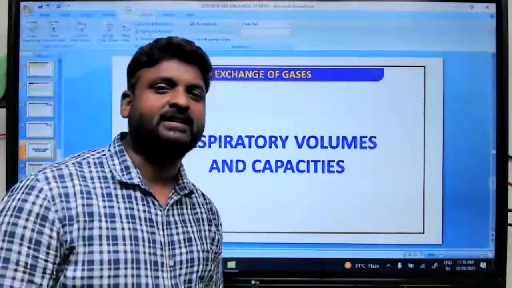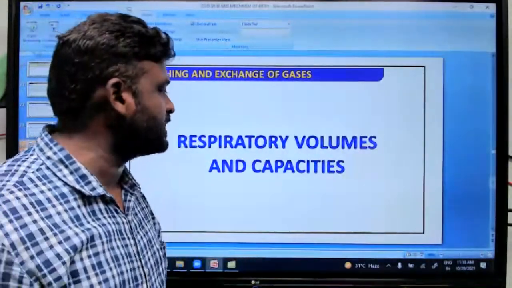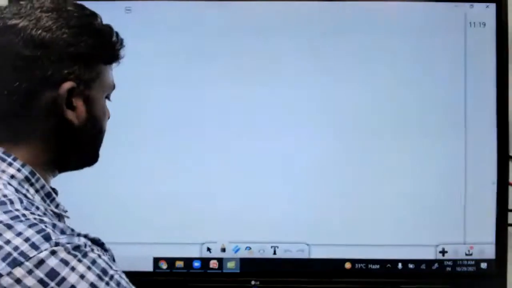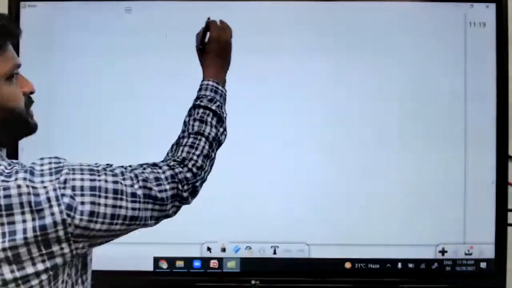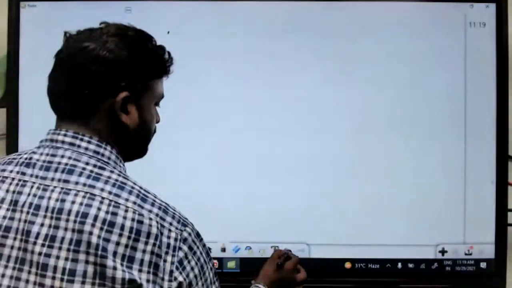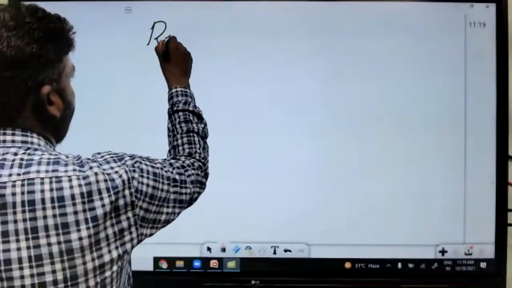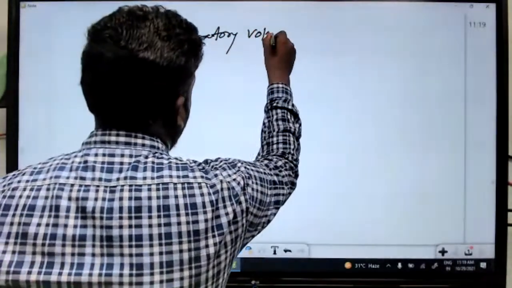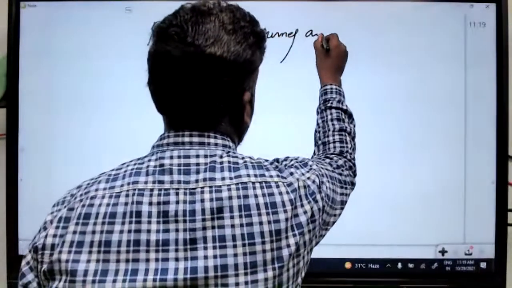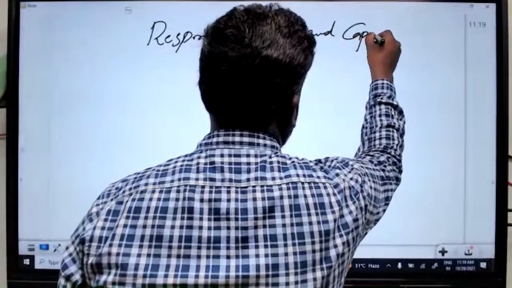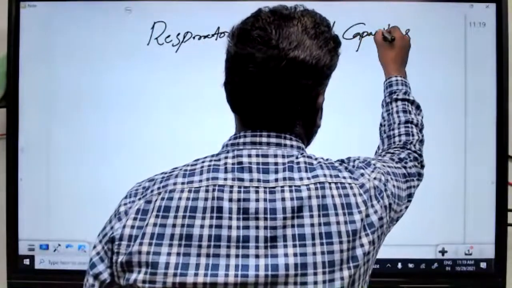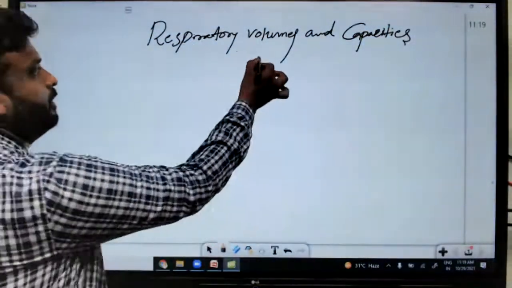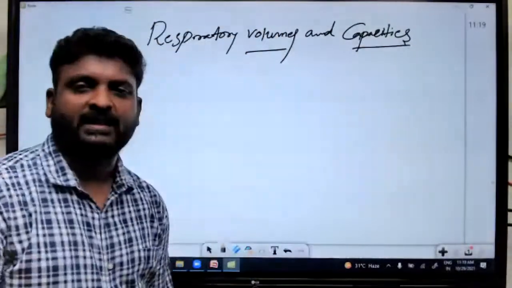If we can find out the volumes, definitely we can find out respiratory capacities also. So first we have to find out volumes and next we have to find out capacities. So today's topic is respiratory volumes and capacities. Let me start today. In this topic, first we find volumes, next we find capacities.